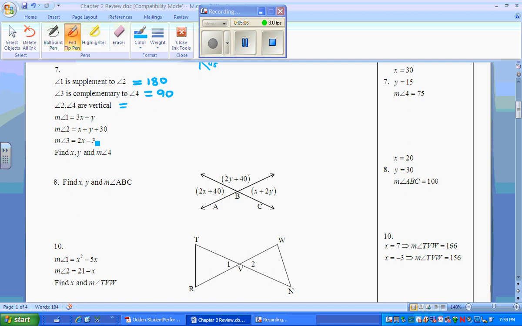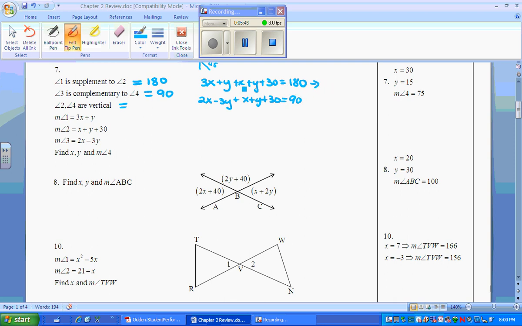So what do we notice? We see two variables in an expression, so this means we have to set up a system. So what do we know? The first equation is right up here. 1 and 2 add to equal 180. So we have 3x plus y, we're adding x plus y plus 30, and setting that equal to 180. There's the first equation. The second equation says 3 and 4 are complementary. Well, we don't have angle 4, but we know 4 and 2 are the same. So let's take 2x minus 3y, add x plus y plus 30, and set that equal to 90.